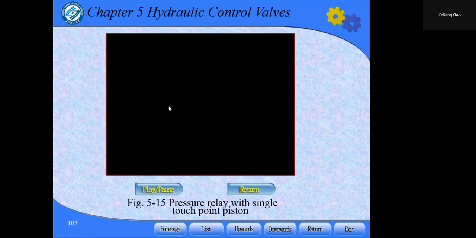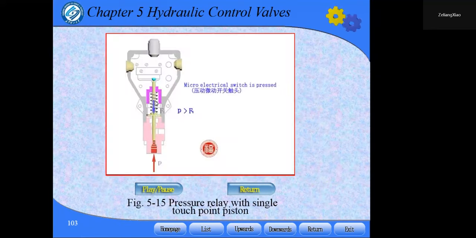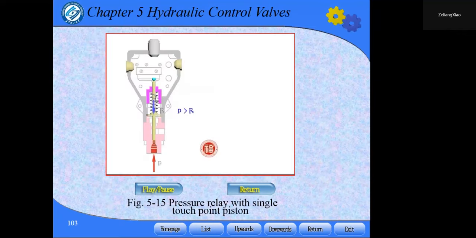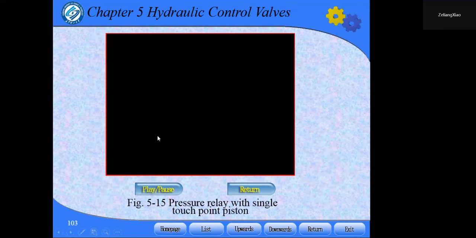That's the pressure. When the force of the pressure is larger than the spring force, it can make the spring bend, then the oil can go through this space.